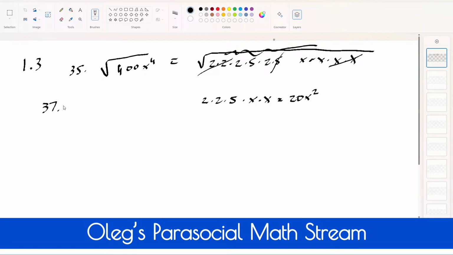All right, 37. All right, we have root of 49p. Okay, so that's going to be here 7 times 7 times p. And treat the p just like an x. It's just they're usually giving us different numbers. So that's going to be 7 root p. The p is just like a root x. Or we can go like this, 7 times p to the half. All right, and 39.